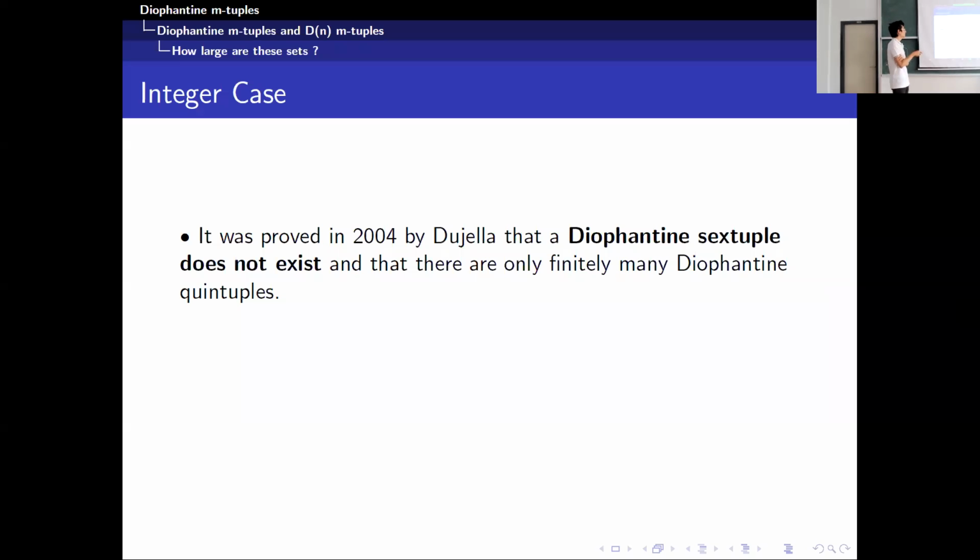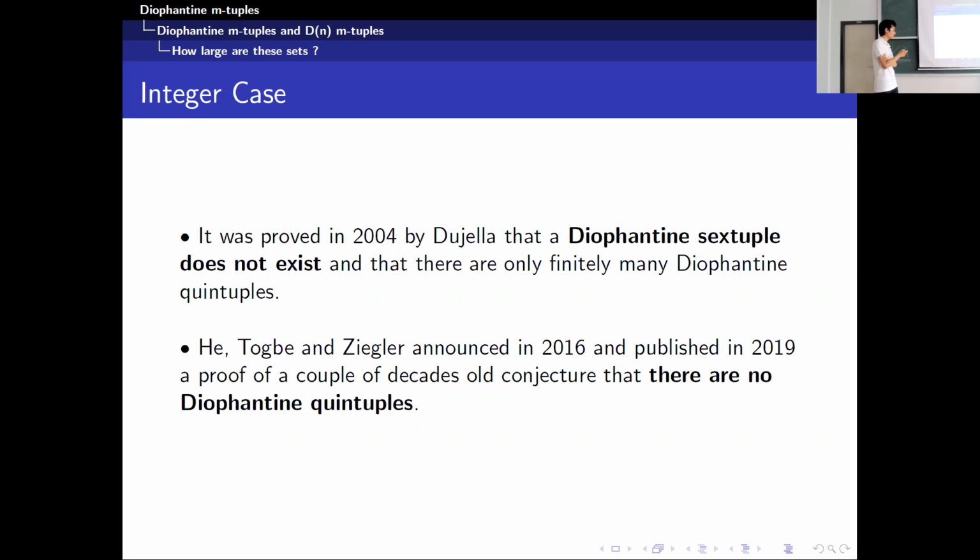After Dujella, many mathematicians worked on Diophantine quintuples with bounds, and in 2019, three mathematicians proved there are no Diophantine quintuples. And this is the end of the integer case. Now we know there are infinitely many Diophantine quadruples, but there are no Diophantine quintuples or sextuples. Now we can move on to the rational case.